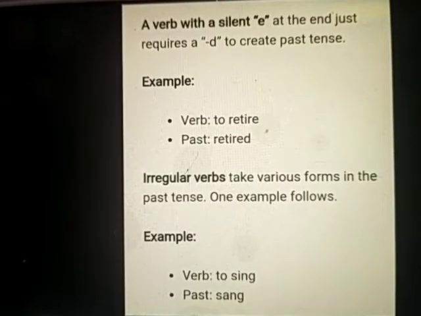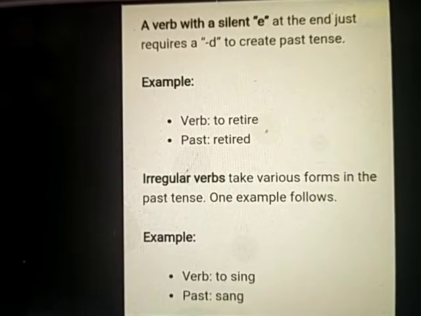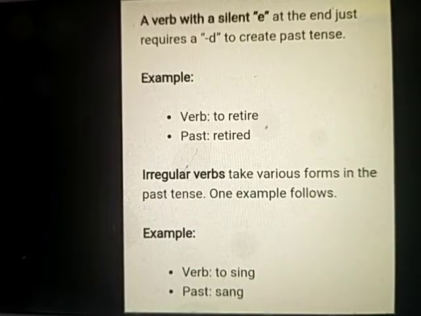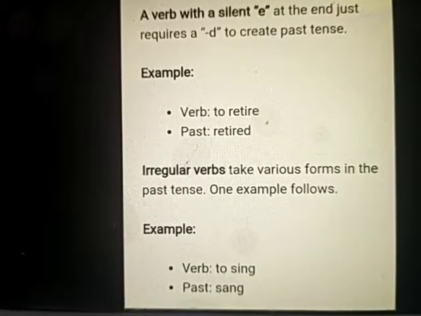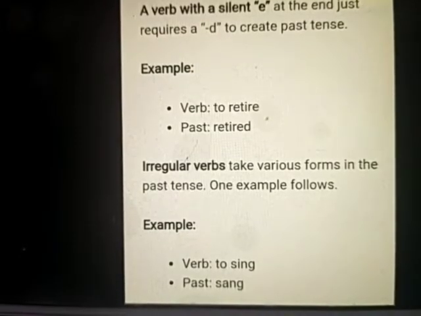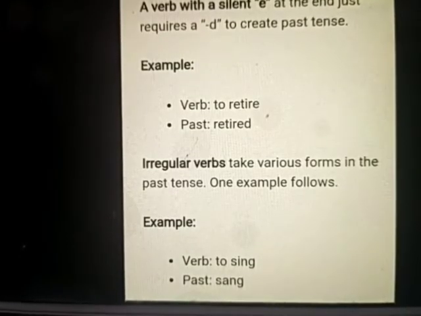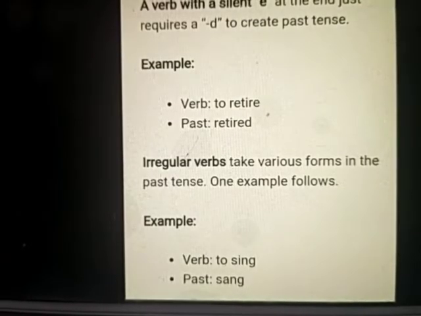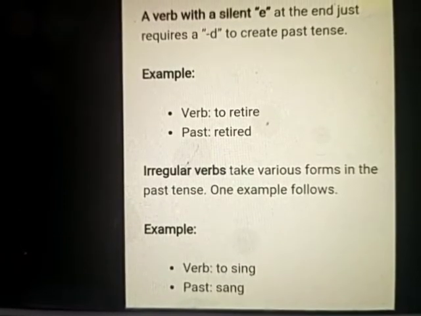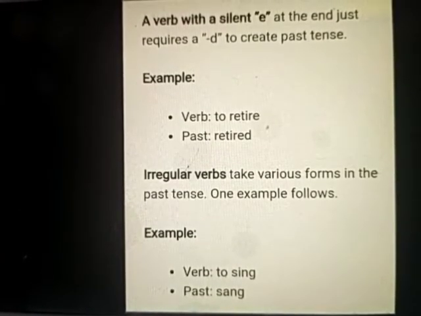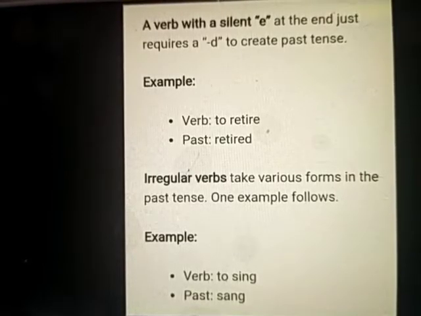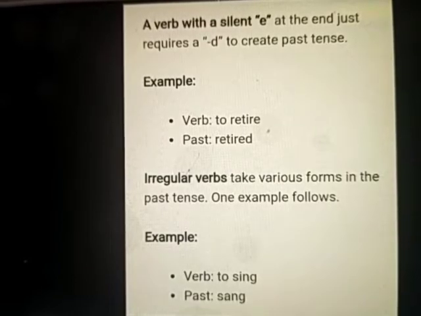One more thing I want to explain to you in this. A verb with a silent e at the end just requires a d to create past tense. Like to retire, it will become retired. Or when we talk about irregular verbs that take various forms in the past tense. One example is given here, like sing, sing will become sang, eat, ate, run, ran, etc.